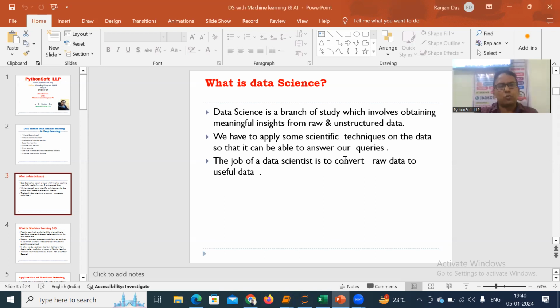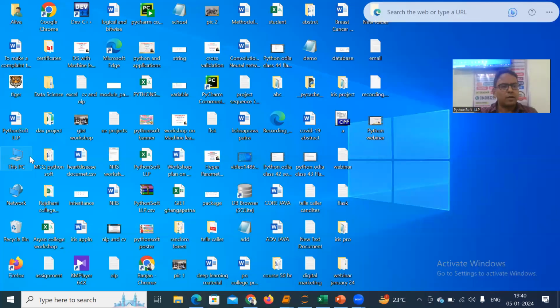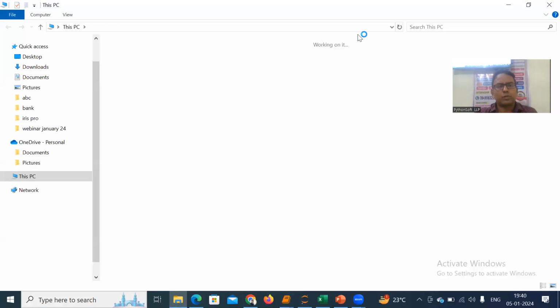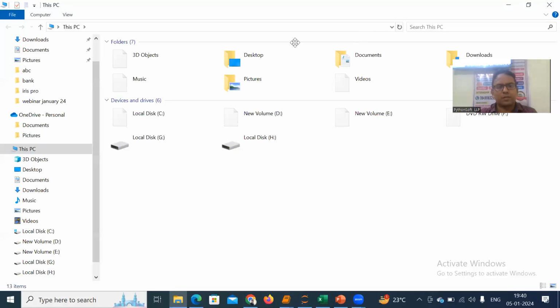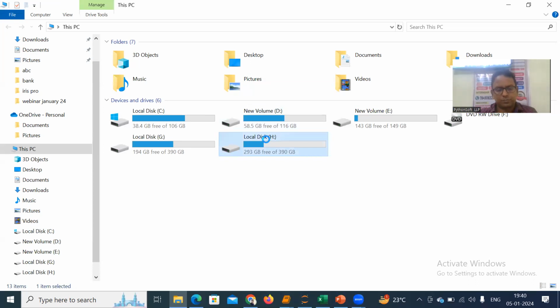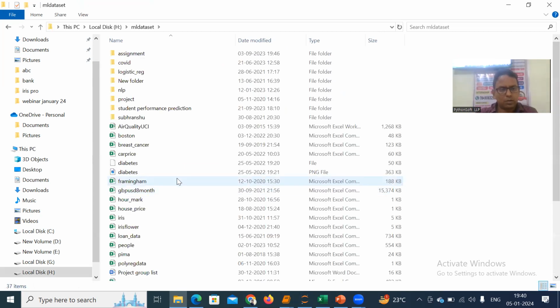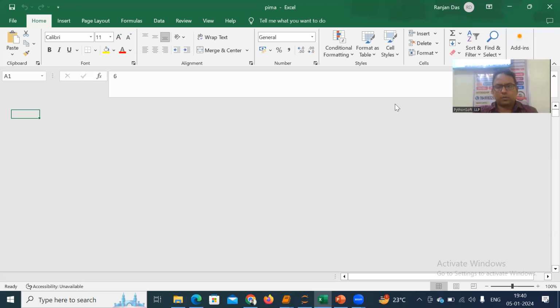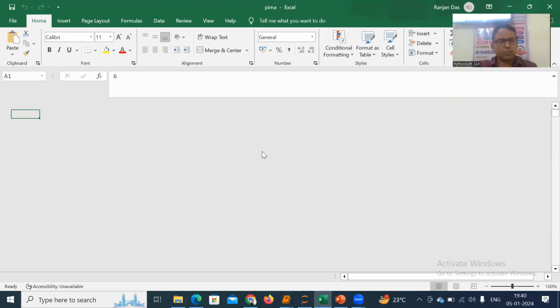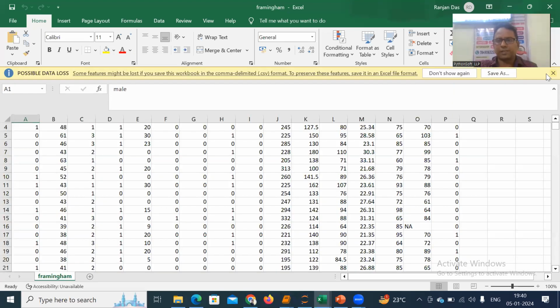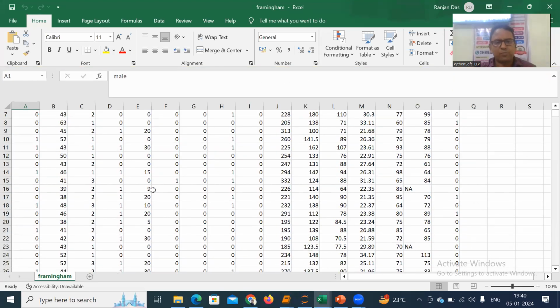For example, I'll show you some data so that you can imagine what exactly is happening. Let me show you some sample data so that you can easily understand. Let me show you some data sets. Suppose this is one data. This is the data set you can see here. This is a data set of heart disease work. Different parameters are there.